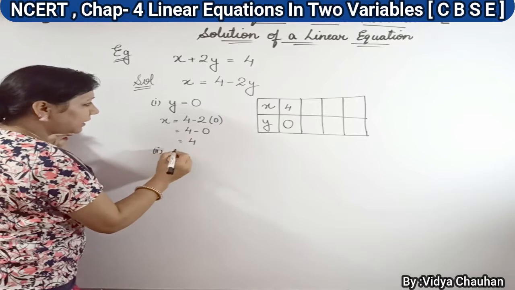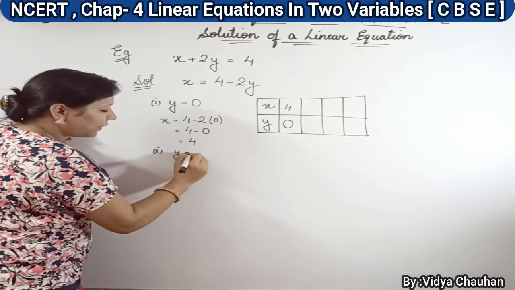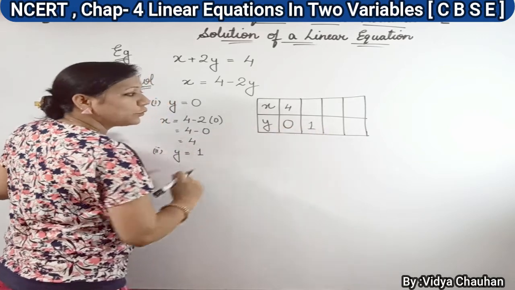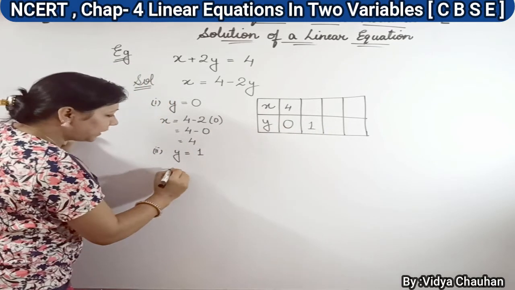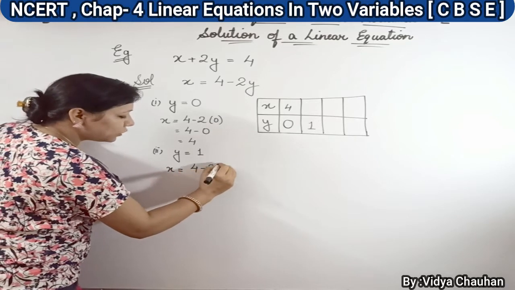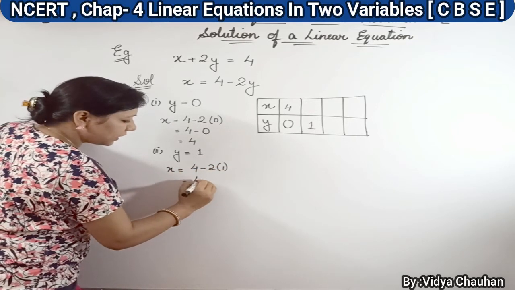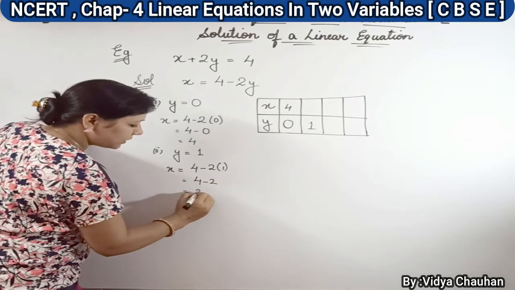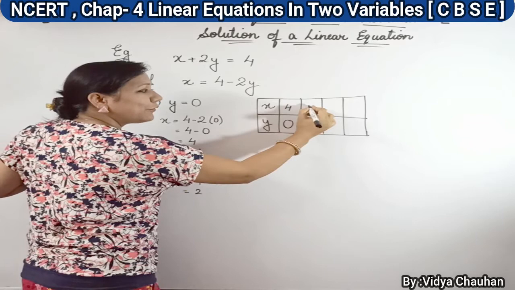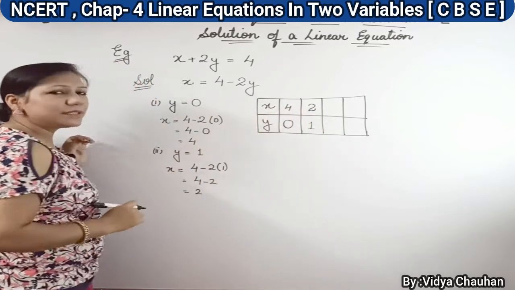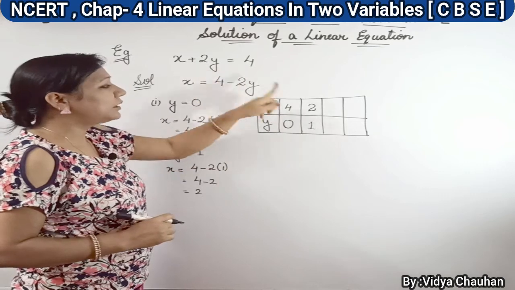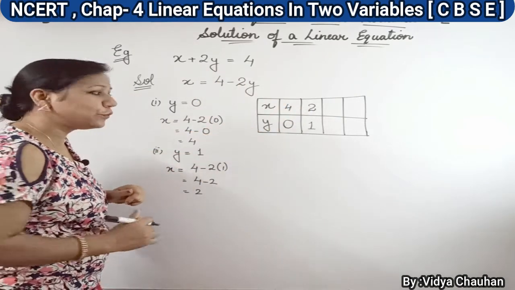Now, second, let's take y equals 1. So x equals 4 minus 2 multiplied by 1. That is 4 minus 2, and the answer is 2. So when y is 1, the value of x is 2. Whenever y is 1 for this given equation, the value of x is 2.